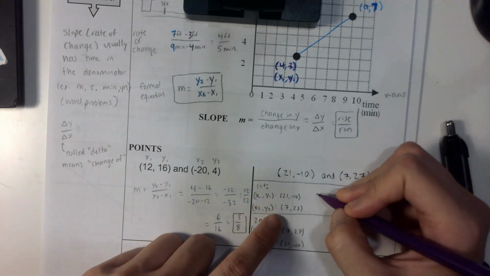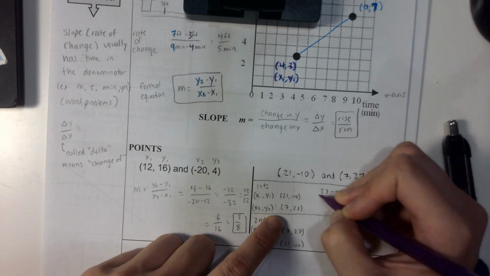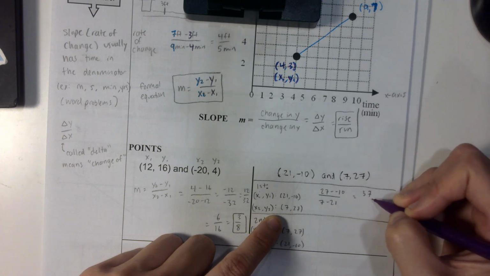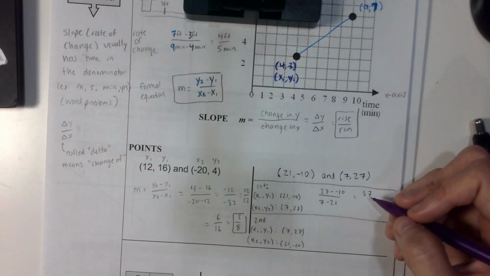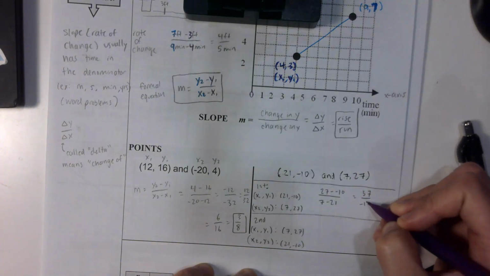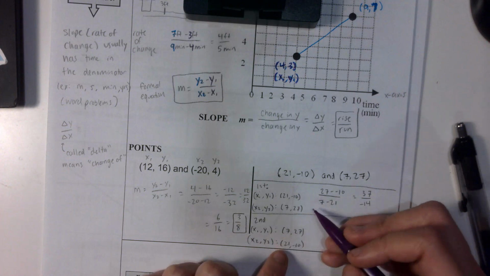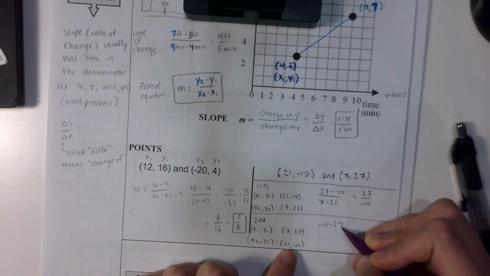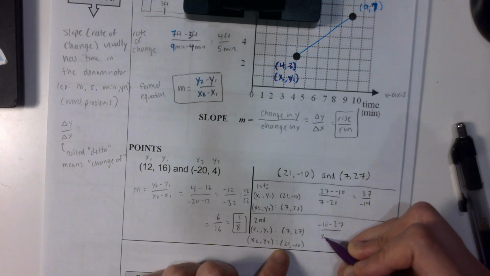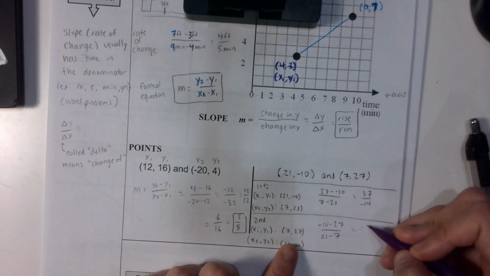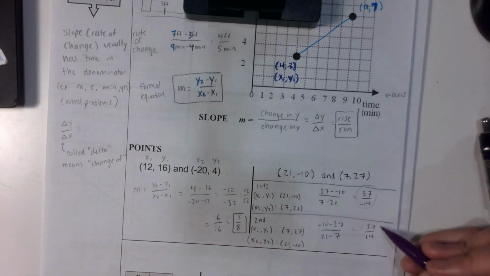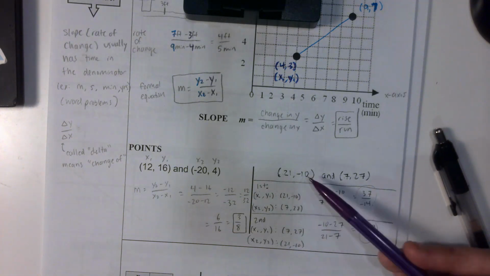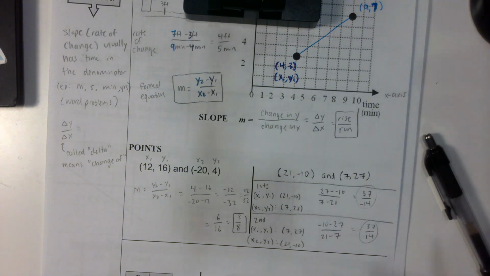So let's do this. We have 27 minus negative 10 over 7 minus 21. We get 37 over negative 14. And then here, instead of doing that minus that, we're going to do negative 10 minus 27 over 21 minus 7. So we get negative 37 over 14. So they're the same. It doesn't matter which point you pick for your first point or your second point, as long as you are consistent.